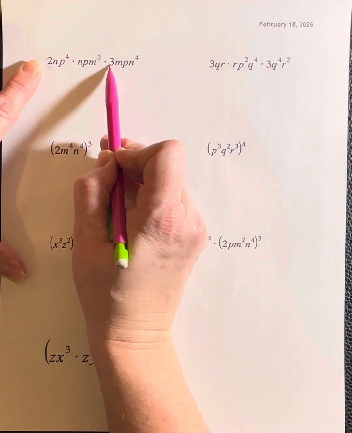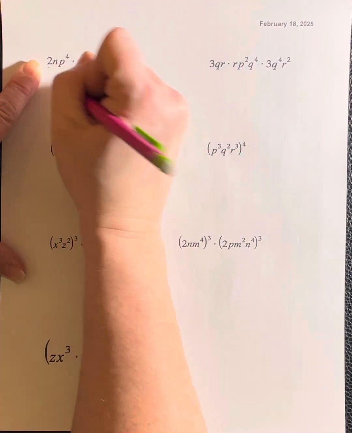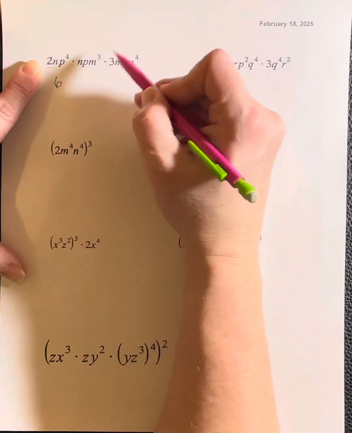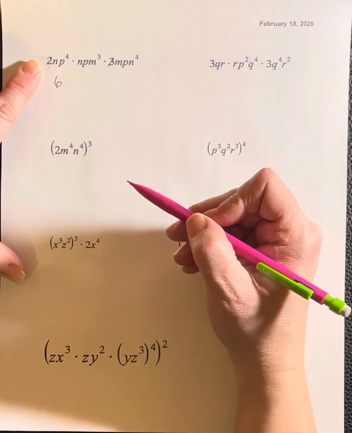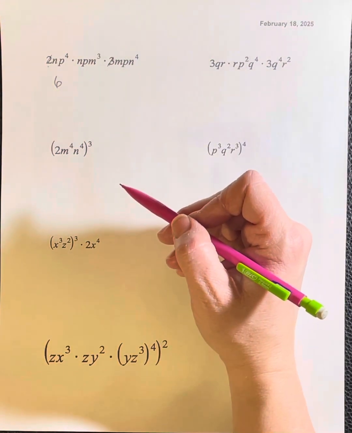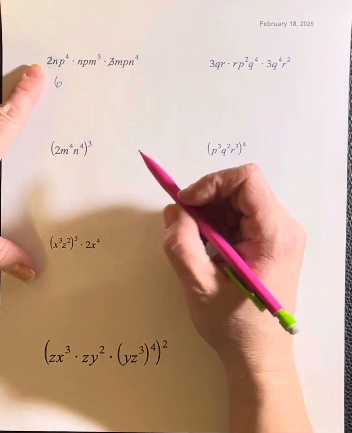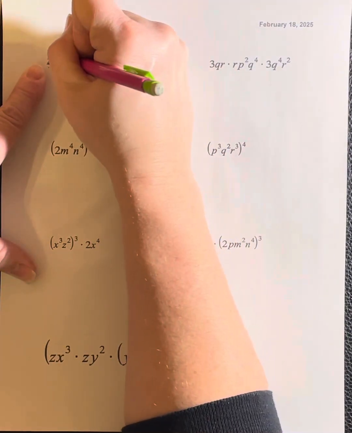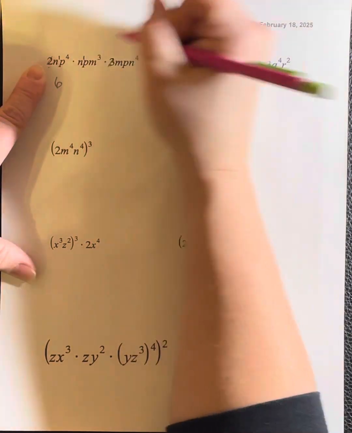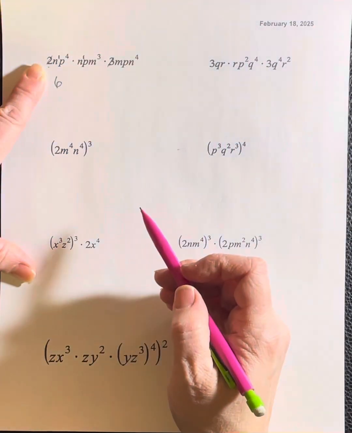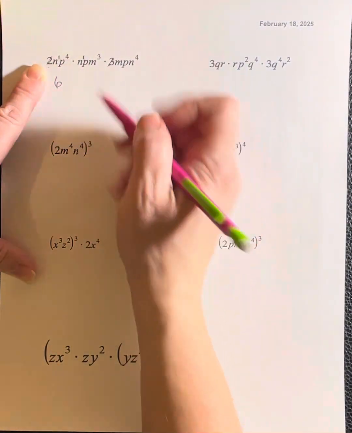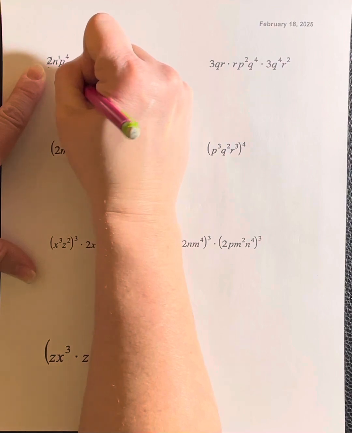I have 2 and I have 3. 2 times 3 is 6, okay? If it helps you to cross them off when you've used them so you don't forget anything, that can be helpful. All right, n's. I have n to the first power, n to the first power, and n to the fourth power. So 1 plus 1 plus 4 is 6.